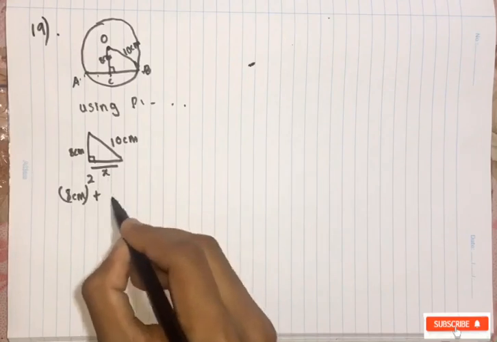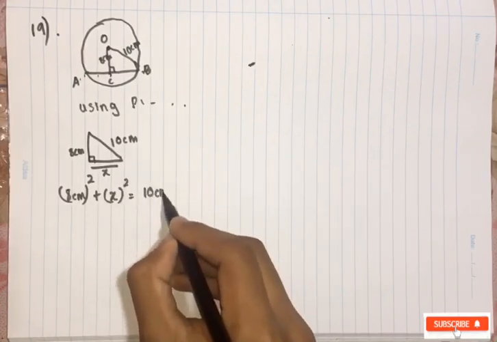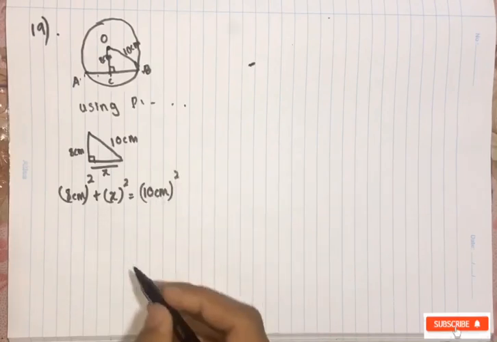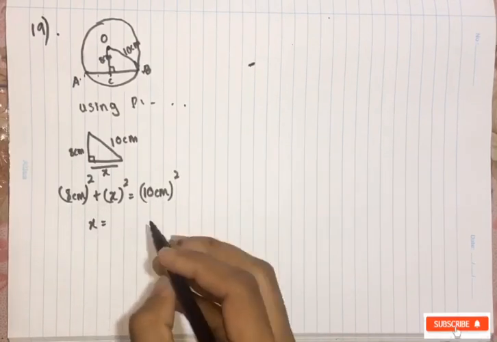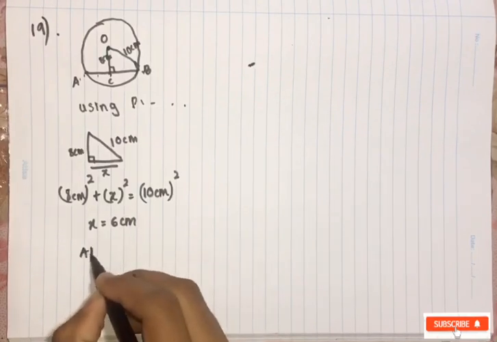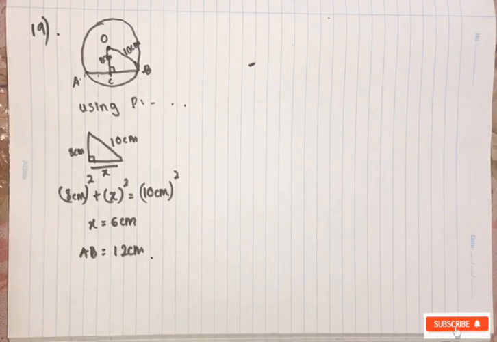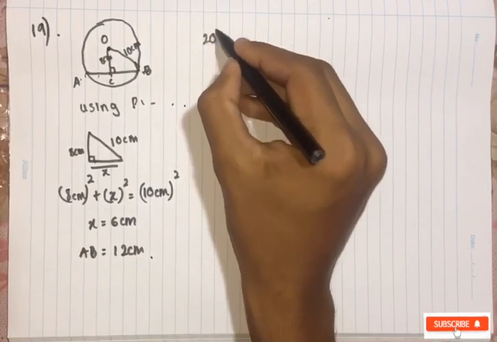Let us say x here. x squared is equal to 10 centimeter squared. Now if you solve, x will be equal to 6 centimeters. Therefore, the value of AB is 2x, that is equal to 12 centimeters.